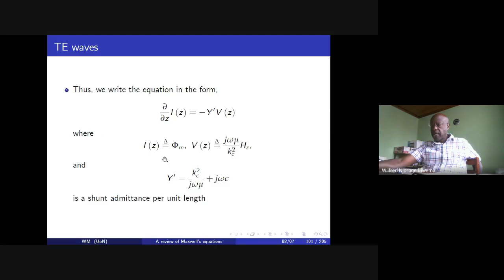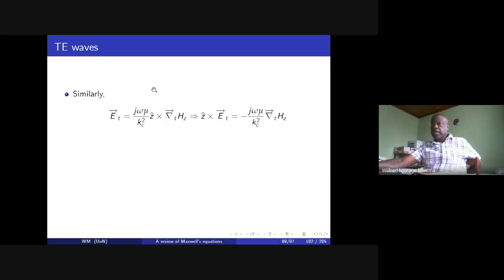where I of z is by definition given by phi of m, E of z is by definition given by j omega mu by kc squared multiplied by h of z, and y is going to be given by kc squared by j omega mu plus j omega epsilon. And we see it's a shunt admittance per unit length. Similarly, for the E of t, we can do the same.